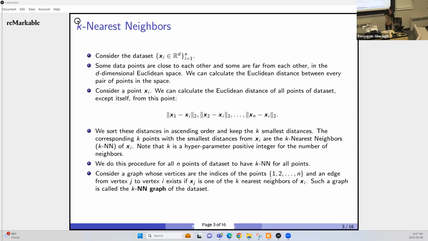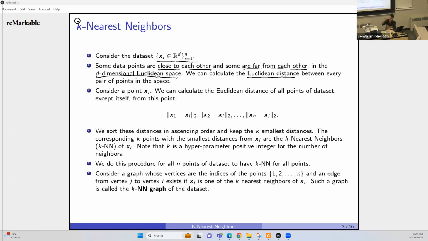Okay. Consider the data set xi, i goes from 1 to n, and each of them is d-dimensional. Some data points are close to each other, and some are far away from each other. Do you agree? Of course, in the space, some of them are close, some of them are far. In the d-dimensional Euclidean space, we can calculate the Euclidean distance between every pair of points in the space.